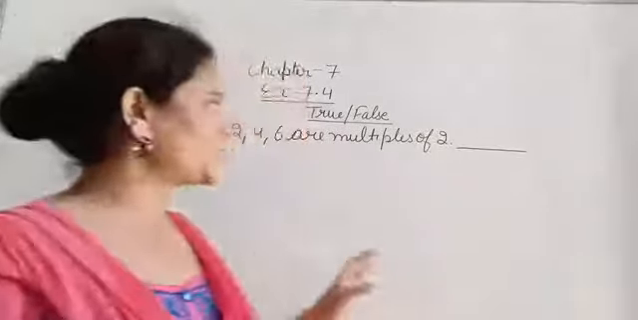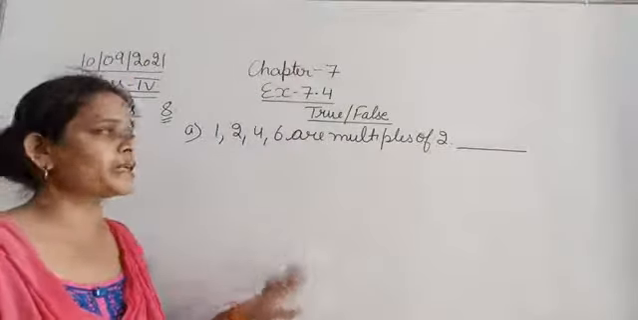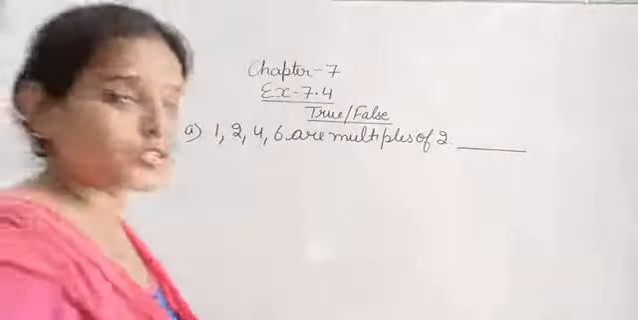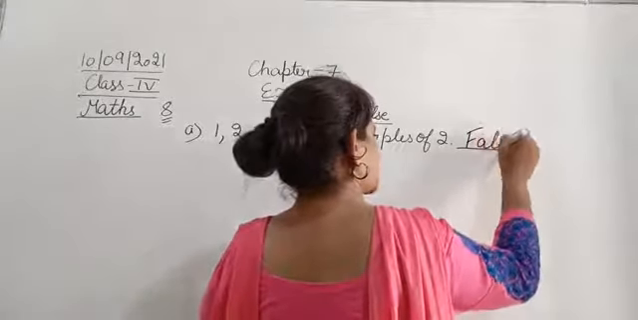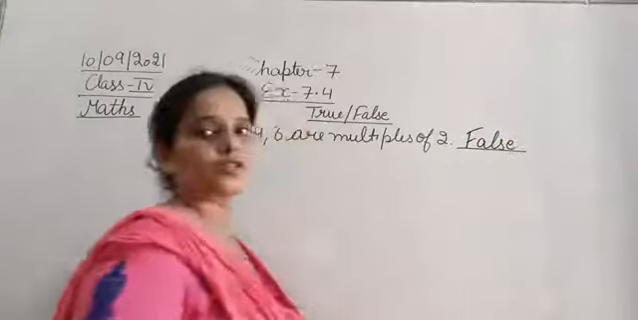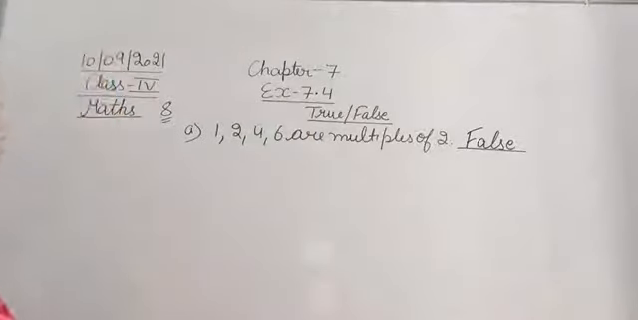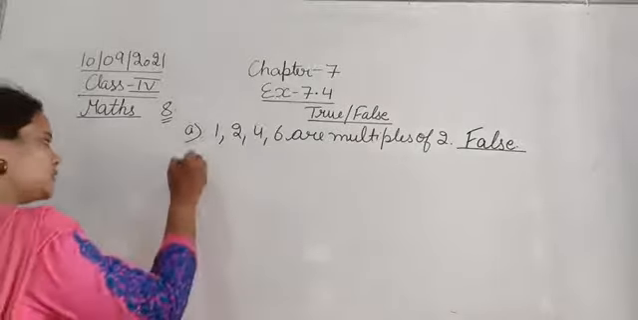Okay, so the question is 1, 2, 4, 6 are multiples of 2. Is it true or false? No, this is false. Okay, so 1, 2, 4 and 6 are not the multiples of 2. Moving next to the B1.